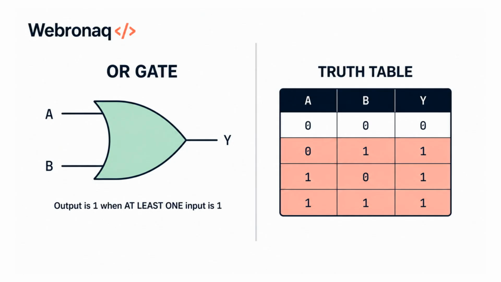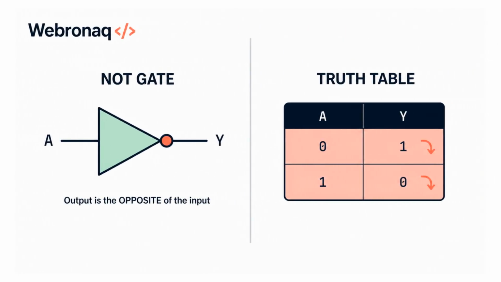Look at the truth table. Only the very first row, where both inputs are 0, gives you a 0 output. Every other combination produces a 1. So if AND is the strict gate that needs everything, OR is the generous gate that's happy with anything.